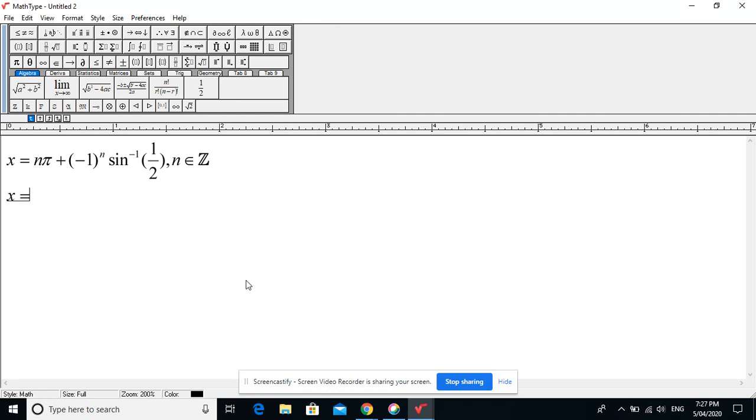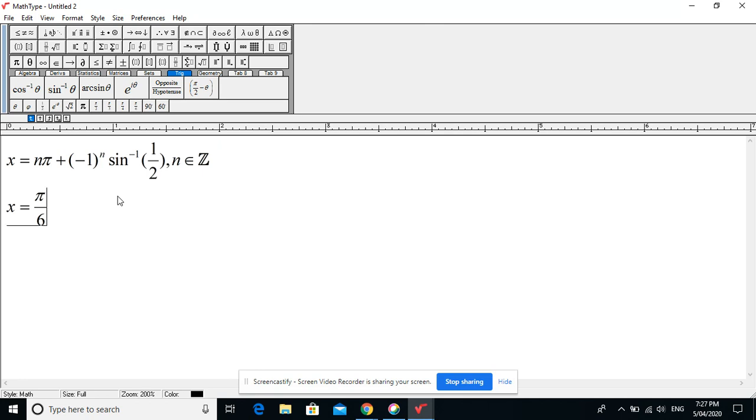Inverse sine of 1/2 we already know to be pi on 6. We've done that in previous videos. That's one solution from negative 2 pi to 2 pi.